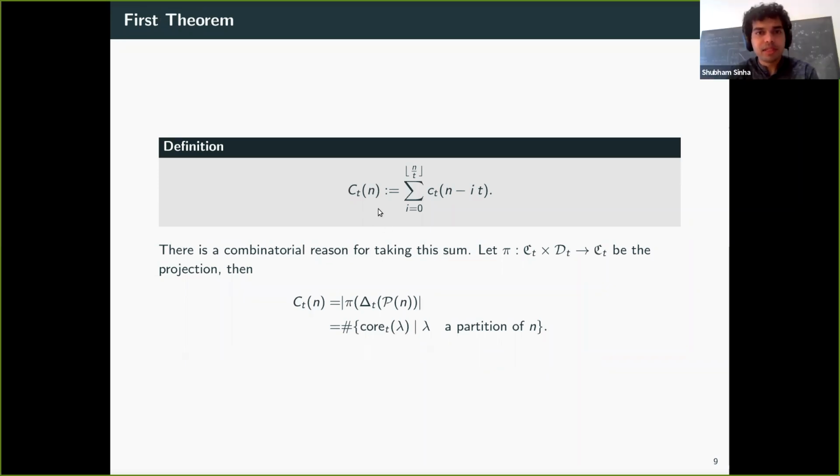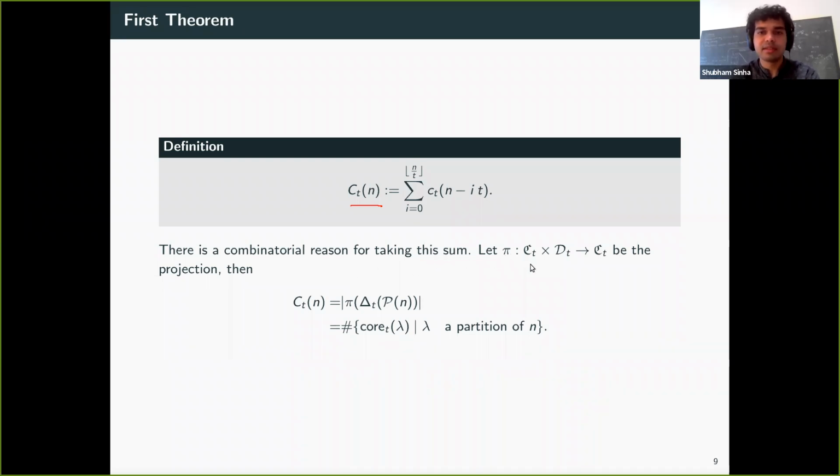So now let's define this sum, capital CT(n), which is a certain sum of the number of t cores. To begin with, it may seem strange why we are taking a certain sum, and also why we are hopping by t steps while taking the sum. But this has a combinatorial reason.